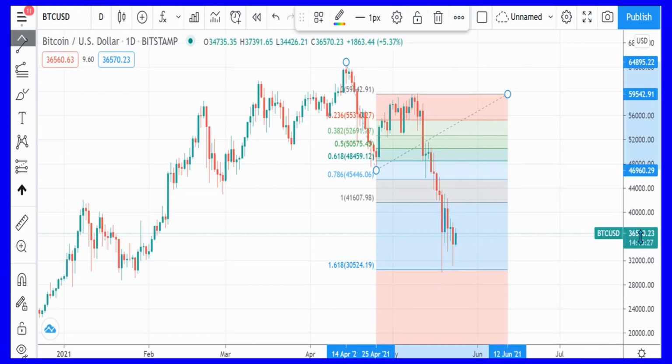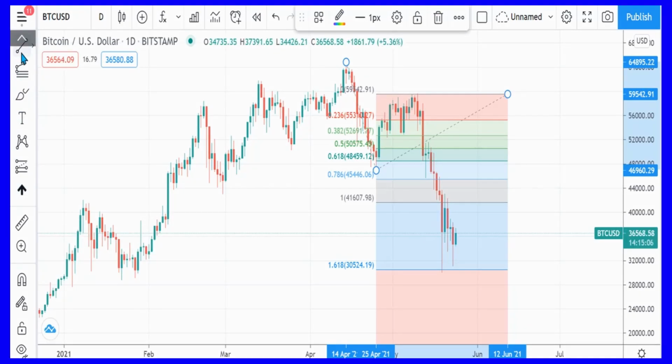So right now the price is at 36,000. It's expected for the Bitcoin to fall to this target. In fact, the target was achieved on 19 May, but it's expected to go there around 30,000. And if you look, there's another supporting level for us.